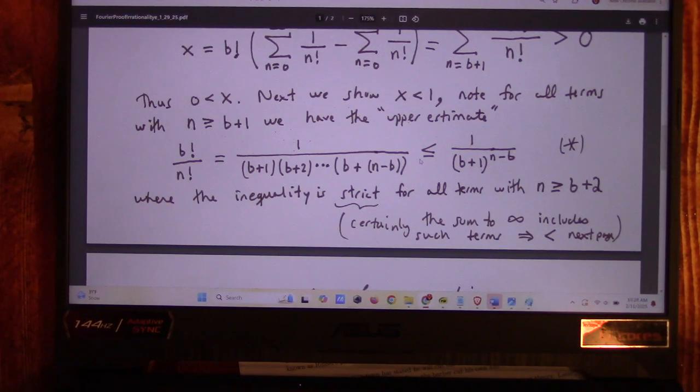The reason for that is that in this product of numbers, b plus 1 is the smallest. So if I make every factor in the product the smallest one, I'm making the product smaller, which makes the fraction larger, and as such we get estimate star. Indeed, this inequality is actually strict as long as n is greater than or equal to b plus 2.